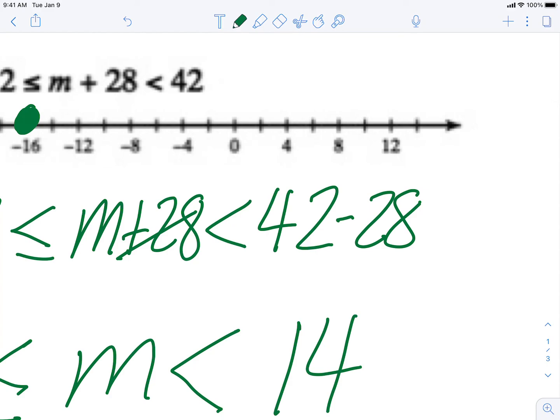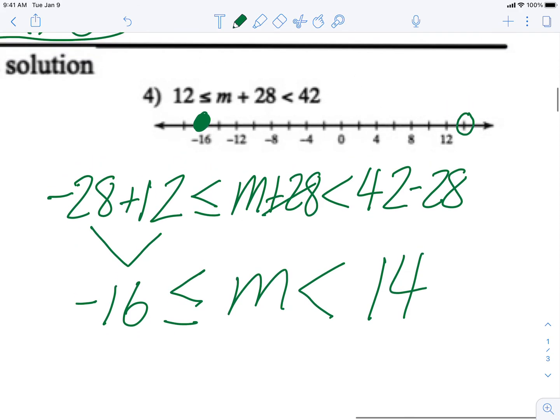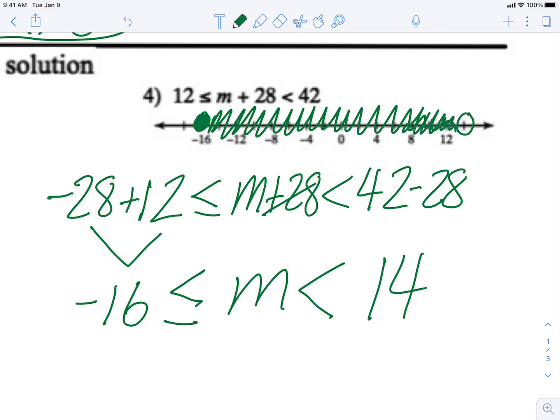So that's going to be, let's see. So it's going by twos. Look, 0, 2, 4, 6, 8, 10, 12, 14. So 14 is right there. Open circle. And I'm going to graph everything in between. Graph. And there you go. Uh-oh, got to finish it up. There you go. That's my solution right there.